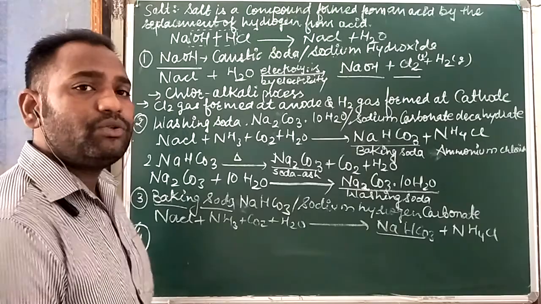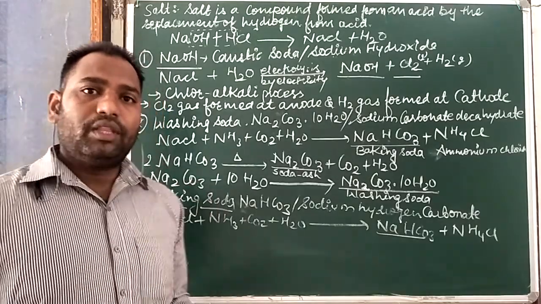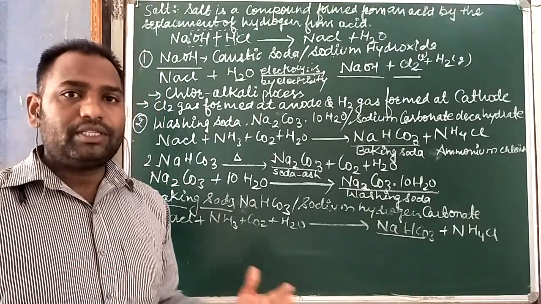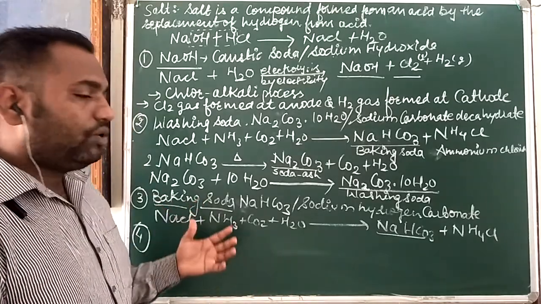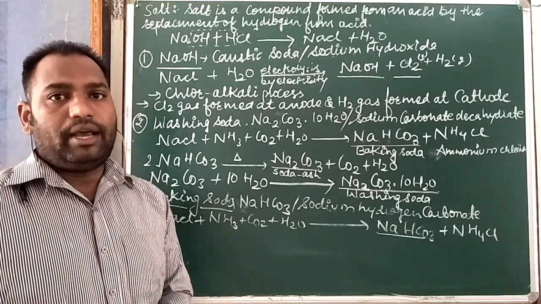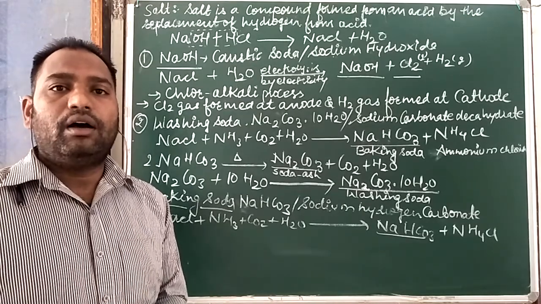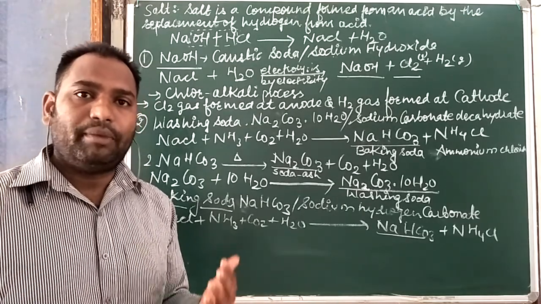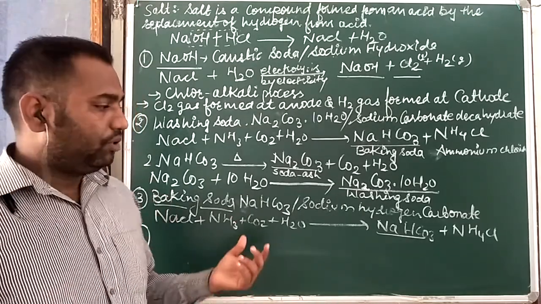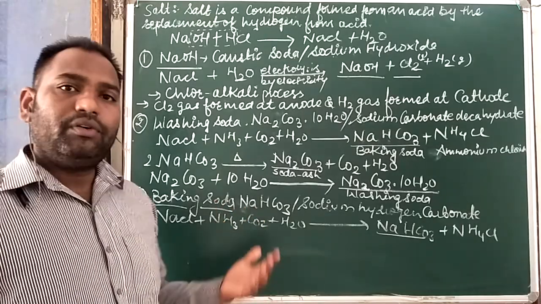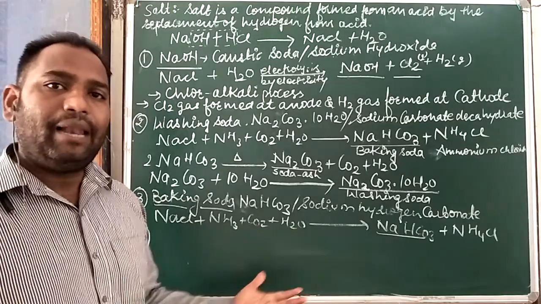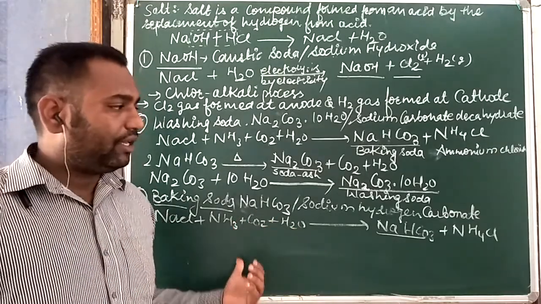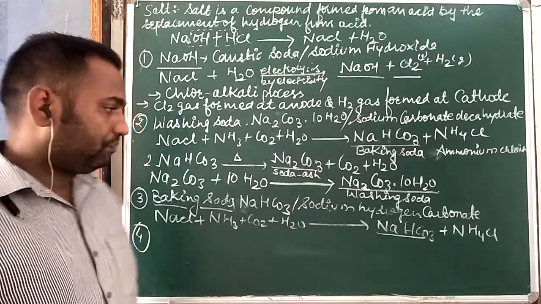Okay, with the help of baking soda we can also form baking powder. But what is the difference between baking soda and baking powder? In baking soda, we add some hydrogen ions, maybe from tartaric acid or maybe from citric acid. Then baking powder is formed. So with the help of baking soda, we can also prepare baking powder.